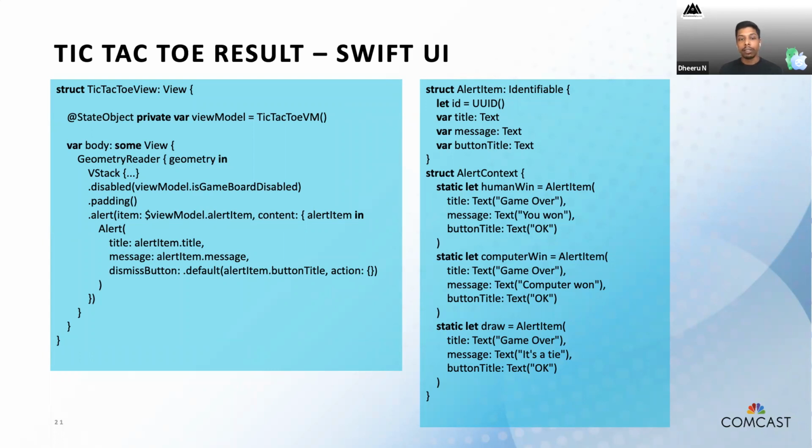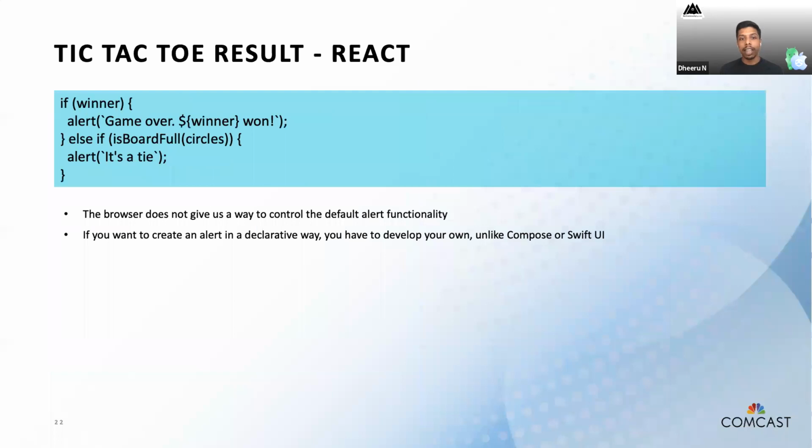And right now, coming to React, React is slightly different. Basically, the browser will not allow us to modify the default alert behavior, so we have to develop our own UI if we have to make it declarative. The alert method that you see calls the browser's default alert or modal, and it basically inserts the given text into it. So we don't have any control over the position, styling, or functionality within the default alert. Again, to be able to do any of those kinds of things, we need to create our own alert component. So that's how we work with the alerts on the tic-tac-toe app.